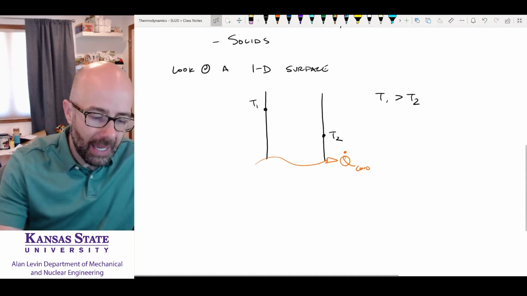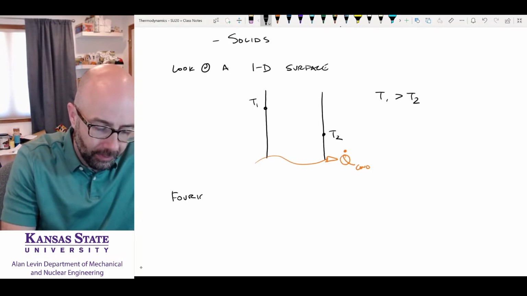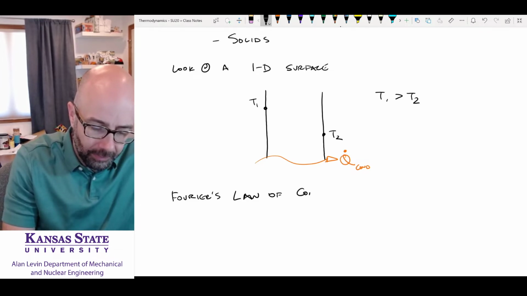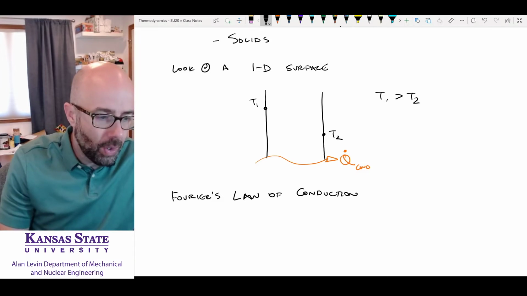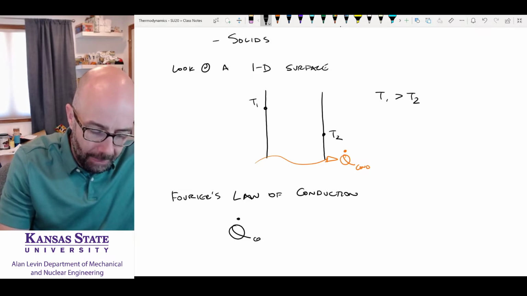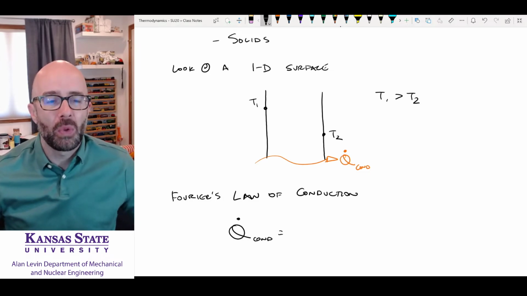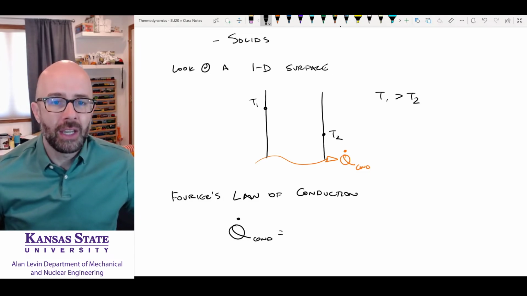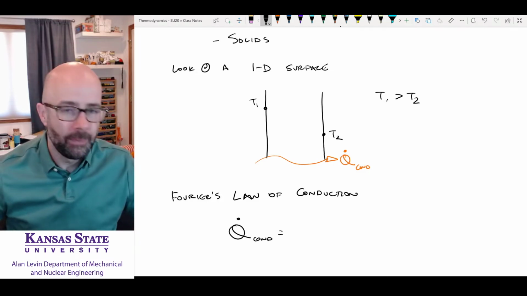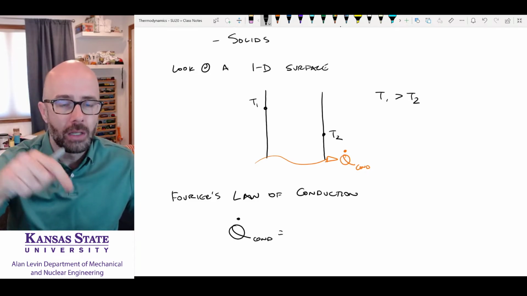Now, let's develop this law, and it's called Fourier's law of conduction. So we want to figure out what our rate of heat transfer is, Q dot conduction. Now I want you to pause the video. You don't have to, but I want you to pause the video and come up with what are some things that you think should be in this law. What things do we need to consider when we're talking about conduction? This is my opportunity. So here you pause.